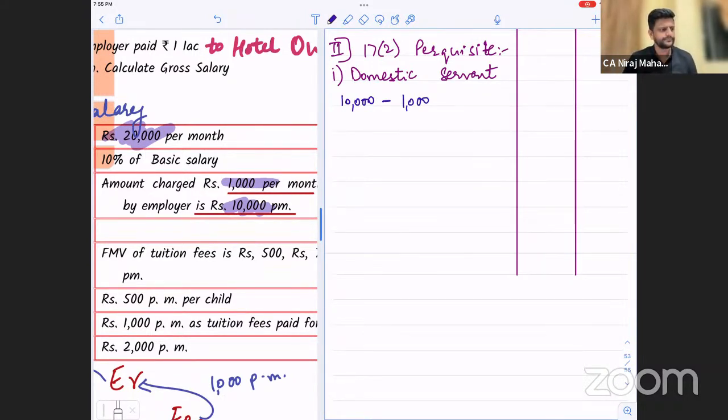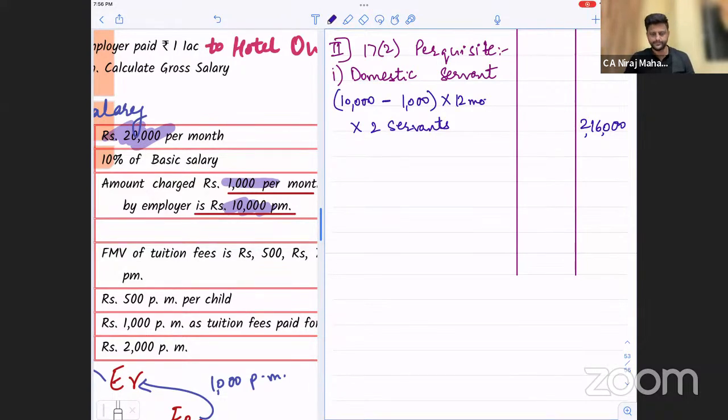Yes, come on. Into 12 months, into 2 servants. Give me this amount. Very huge amount. Two lakh 16, correct. Okay, clear all of you? Two lakh 16, very good. Nice.